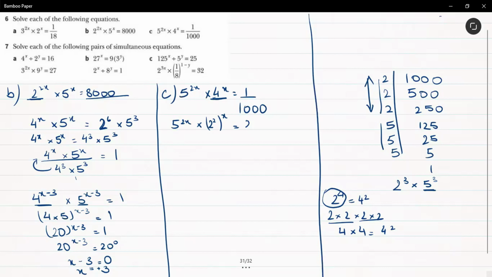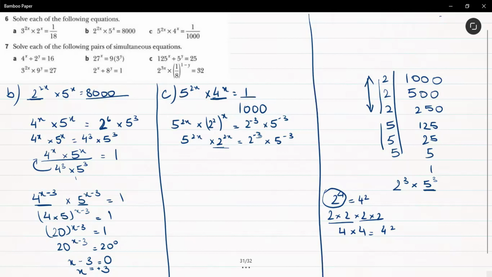So that would give me 5 squared x multiplied by 2 raised to power 2x is equal to 2 raised to power negative 3 multiplied by 5 raised to power negative 3. Basically what's happening here is that we turn this 4 into 2 so that it would be easier for us to handle this value of 2 which came out of 1000.